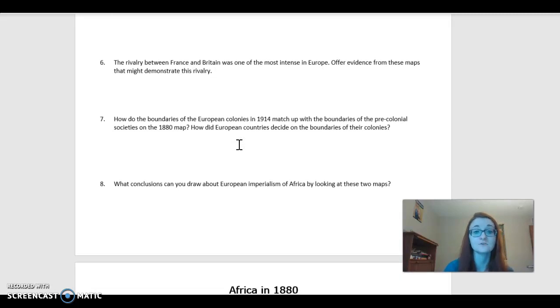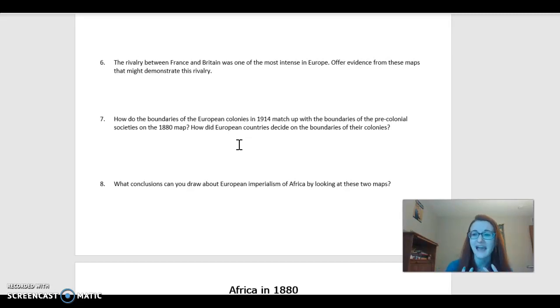Seven, how do the boundaries of European colonies in 1914 match up with the boundaries of pre-colonial society on the 1880 map? So you're comparing the two maps here and figuring out, is there any correlation between 1880s countries and 1914's countries? Is there any rhyme or reason to European countries deciding on borders for their colonies?